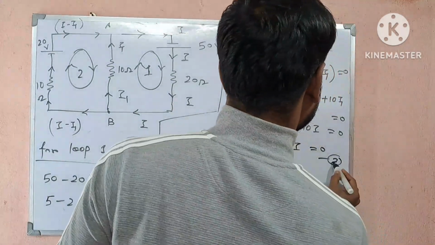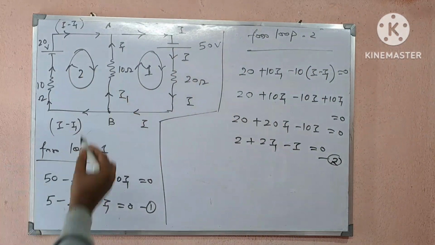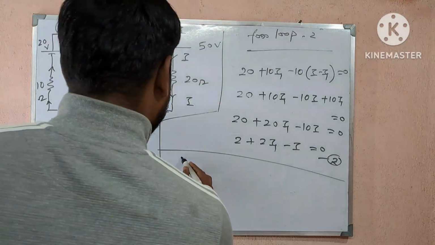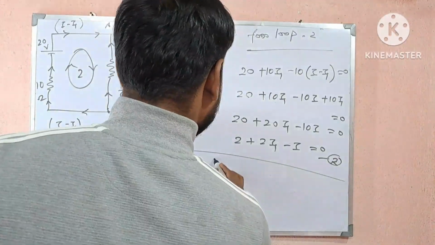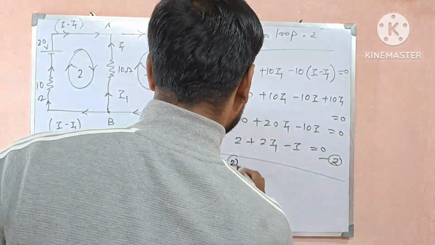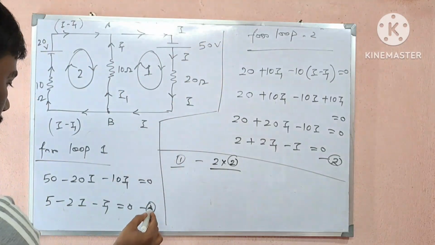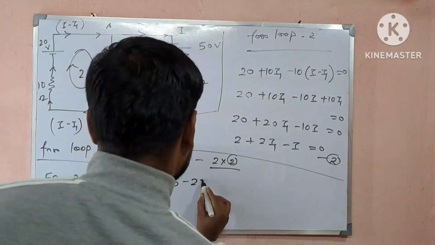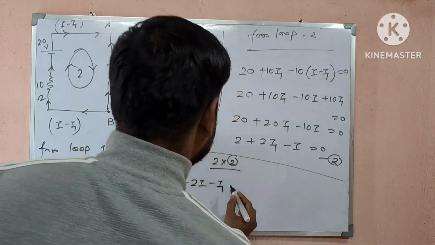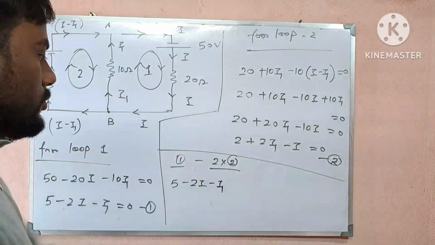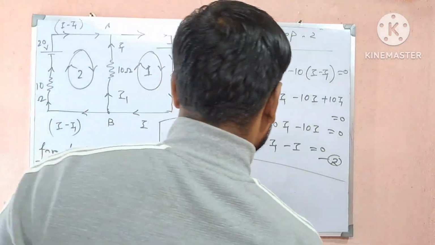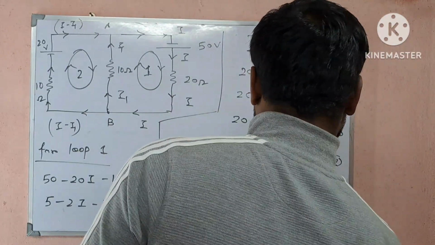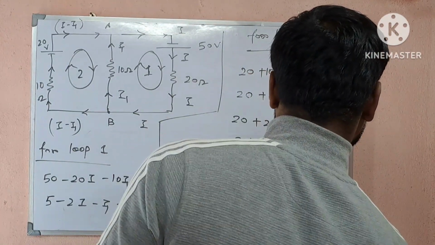This is equation 2. Now we have to find the value of I1. So how will we calculate I1? Take equation 1 minus 2 into equation 2. Equation 1 is 5 minus 2I minus I1. And if you multiply equation 2 by 2, and then take the negative sign also, that will be 4 plus 4 I1 minus 2I is equal to 0.